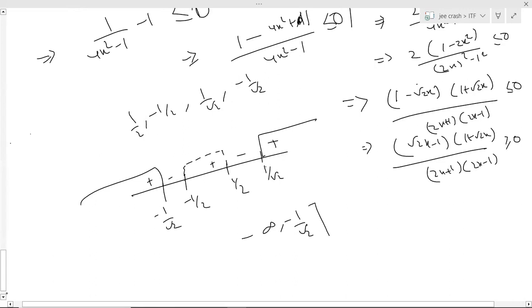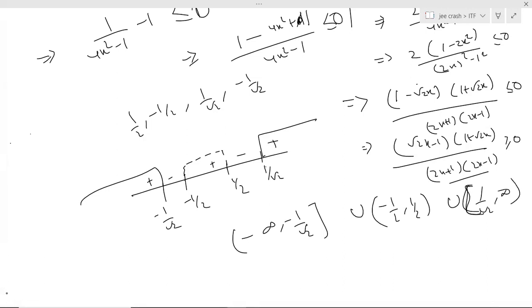And close brackets here. Union minus half to half, open brackets because denominator cannot be 0. Union 1 upon root 2 to infinite. Close brackets, open bracket. भाई सबको समझ में आ गया? Is it clear to everyone? What I did: solving inequations, finding the roots, number line, plus minus plus, wavy curve method, everyone knows.